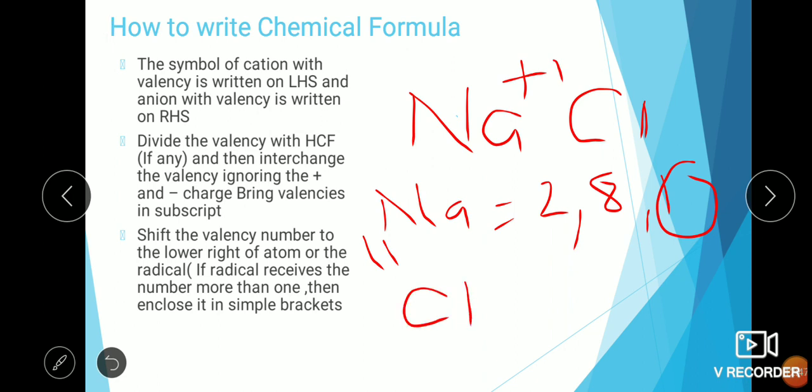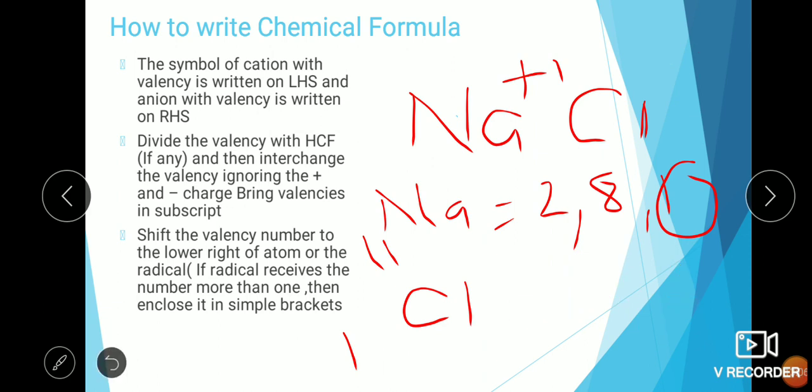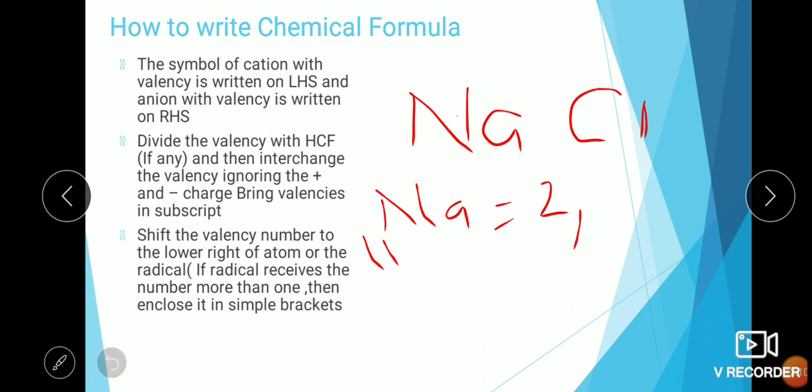At the same time, chlorine has atomic number 17, electronic configuration 2,8,7. It is going to accept 1 electron. Please remember 8 minus 7 is 1. So its valency is minus 1. As I told you earlier, we are not going to say valency plus 1 or minus 1. While talking about valency, we will always say the numbers 1, 2, 3 or 4. Valency cannot be more than 4.